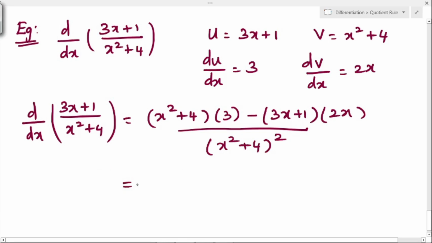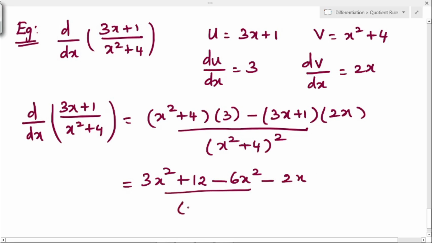Now simplify this. First multiply 3 inside. So the first term is 3x square plus 3 into 4, that is 12, and here we have 2x into 3x. If you multiply, you will get 6x square, but here we have minus. So minus 6x square, and here we have minus 1 into 2x. So that is minus 2x. So the whole divided by (x square plus 4) the whole square.